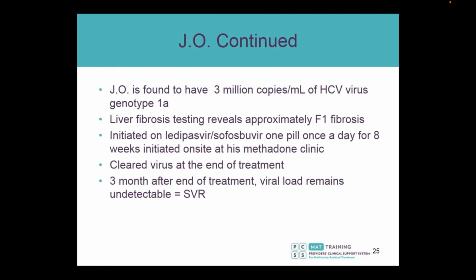So back to our patient, J.O. He's found to have 3 million copies of hepatitis C virus, genotype 1A, which happens to be the most common in this country. Liver fibrosis testing reveals approximately F1 fibrosis. Again, this is early fibrosis. F4 would be considered cirrhosis. He's initiated on ledipasvir-sofosbuvir combination treatment, which is 1 pill once a day for 8 weeks. And he had enrolled in a methadone treatment program, and this medication was actually initiated on maintenance methadone treatment program.